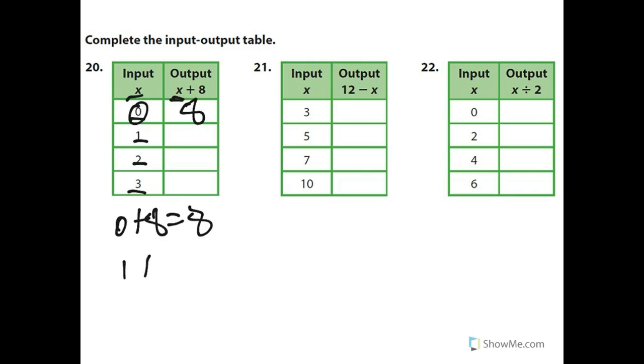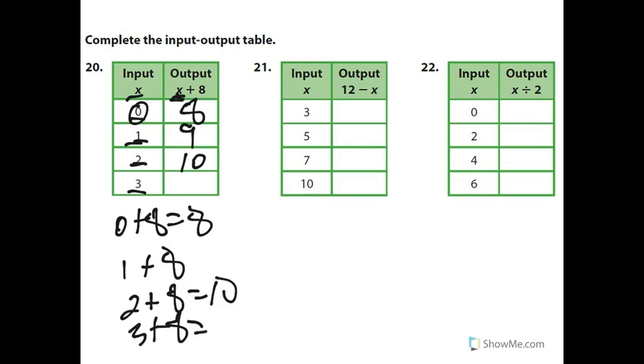We've got 1 plus 8. X is 1. That's going to equal 9. We've got 2 plus 8. That's going to equal 10. And then 3 plus 8 equals 11. Alright? You go ahead and complete this table, number 21, and then we'll go over it.